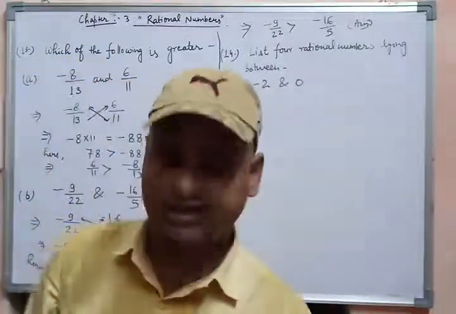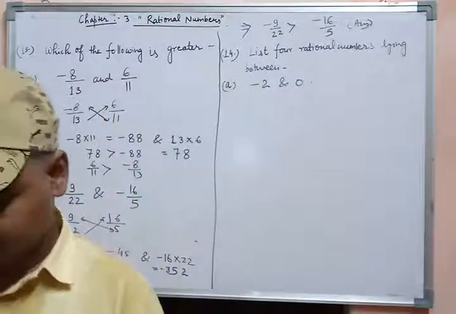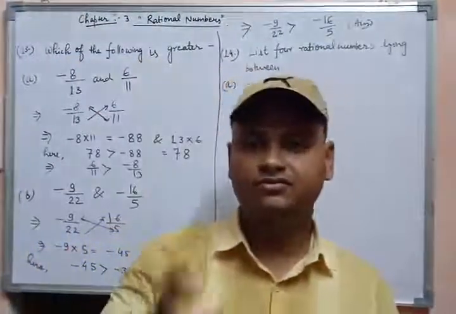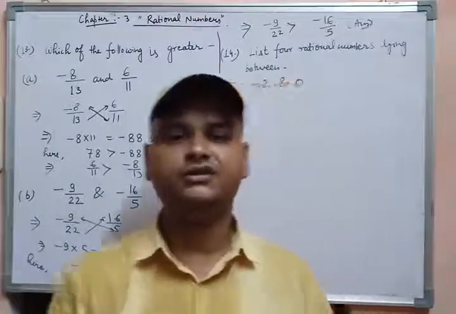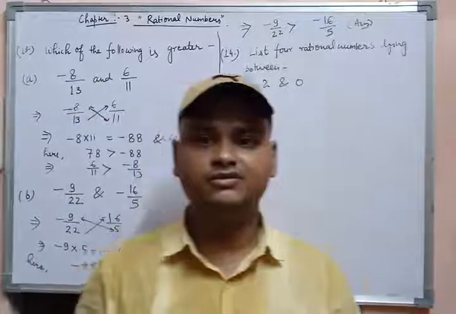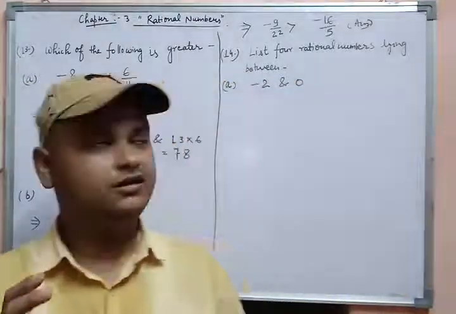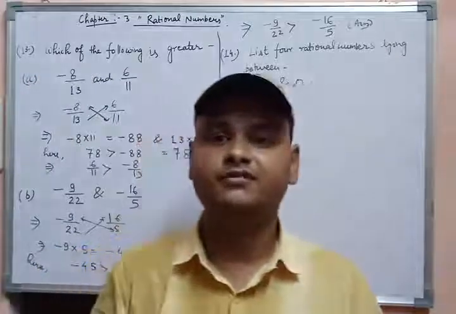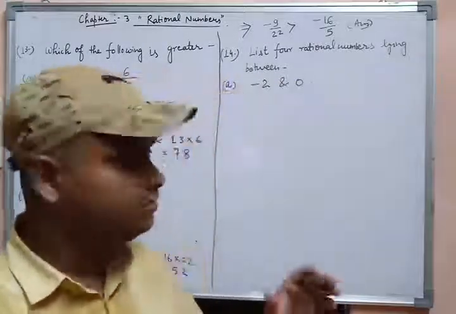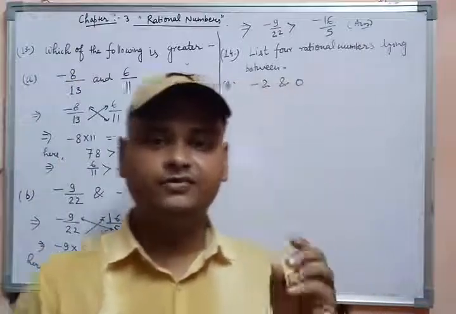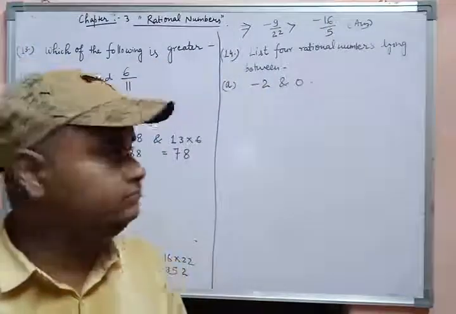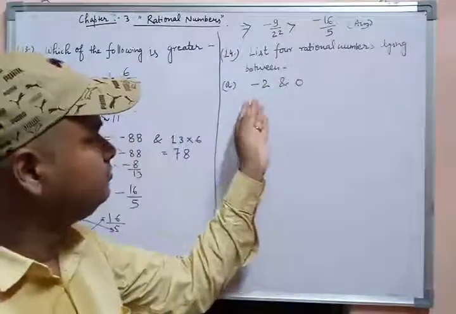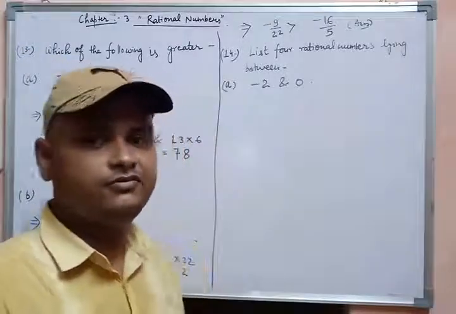Before solving this question, I have to say something about the concept of how many numbers lie between two rational numbers. The answer to this question is infinite, because there are infinite rational numbers lying between any two rational numbers. From all these infinite rational numbers, you have to write only 4 rational numbers between these two numbers. There are lots of methods we can apply.